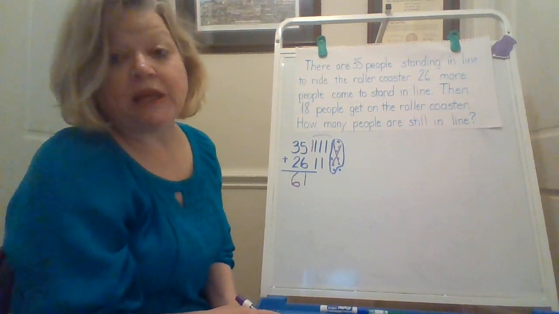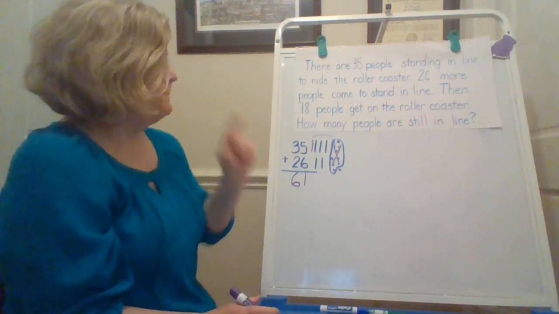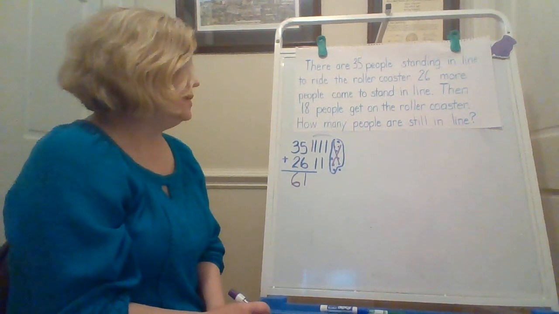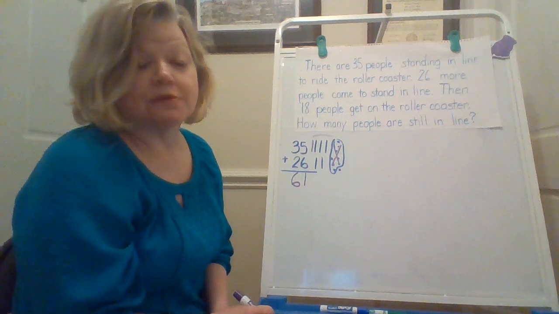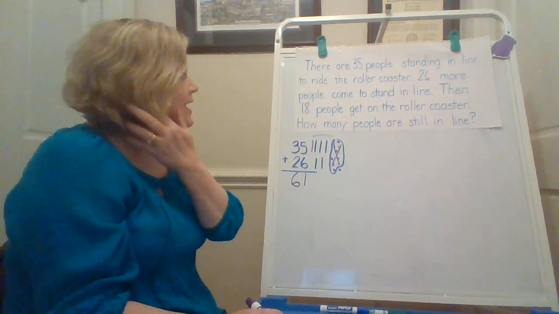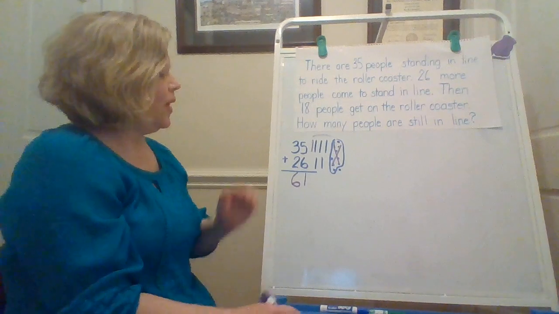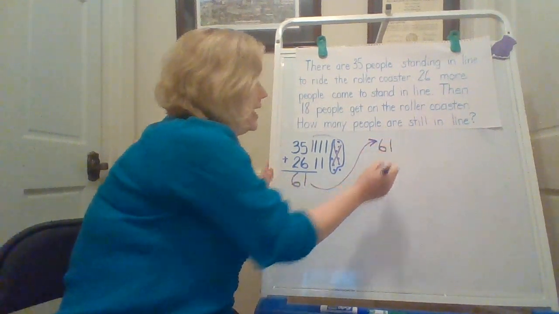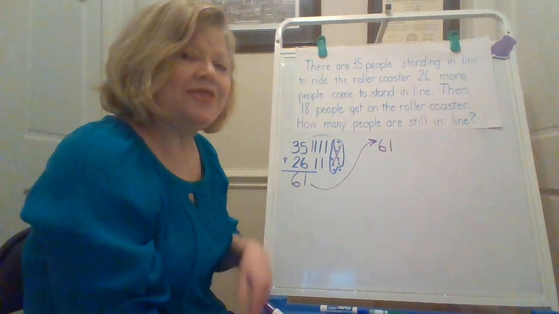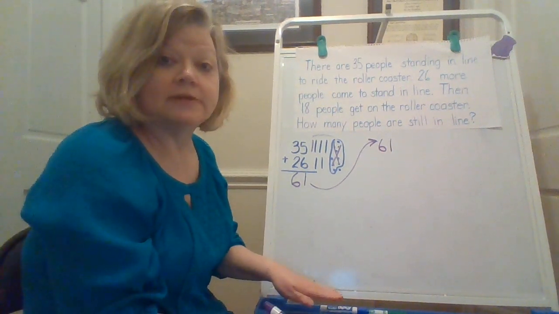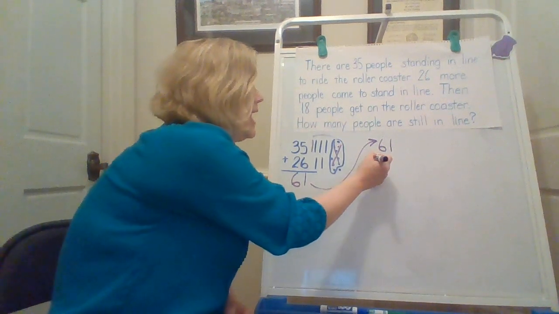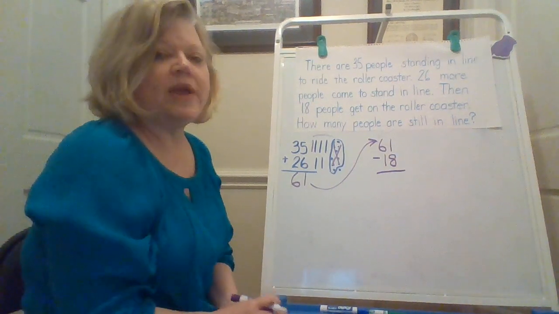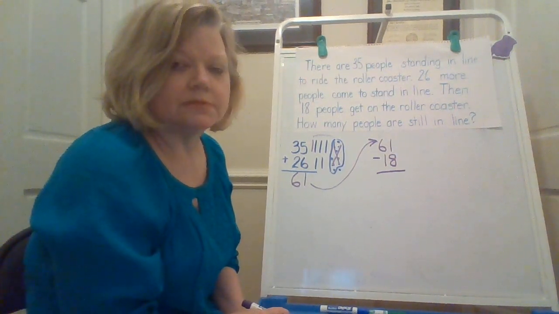I figured out how many people are standing in line, but 18 people now are getting on the roller coaster. 18 people are getting on the roller coaster. Wow. So I'm going to take my 61 here. And if 18 people are getting on, they're getting out of the line, right? Yes, they are getting out of the line. So we're going to take them out of that line. And we are going to work a subtraction problem.